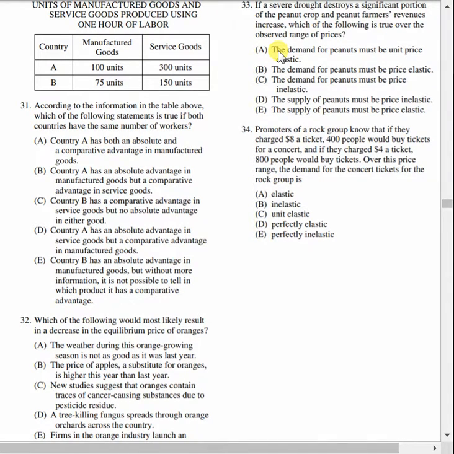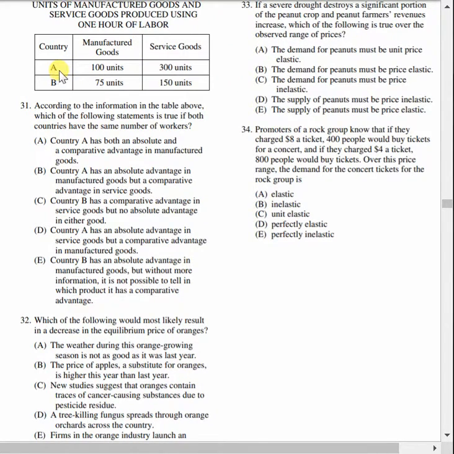Okay, number 31. This is going to be a comparative absolute advantage problem. According to the information in the table above, which of the following statements is true if both countries have the same number of workers? Okay, let's take a look at the table and see what's going on.